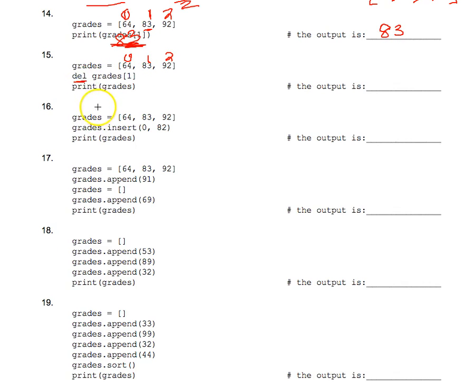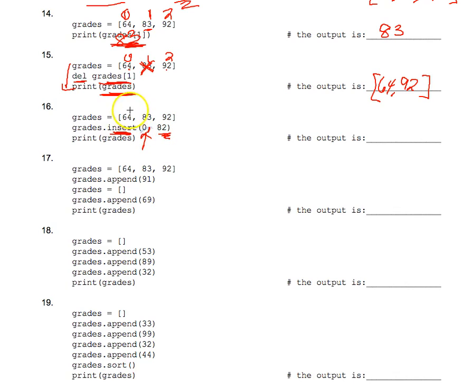The del command deletes whatever is after it. Grades 1, we're deleting the 83. So grades at this point, when we get this far, is 64 and 92. And since we're printing the whole list, we should put square brackets there. The 83 was deleted.